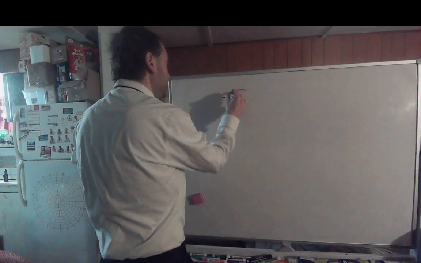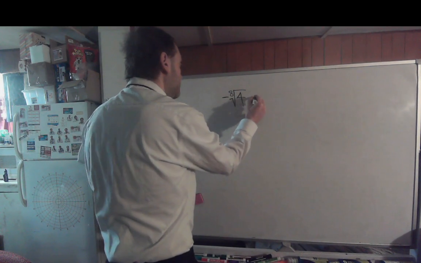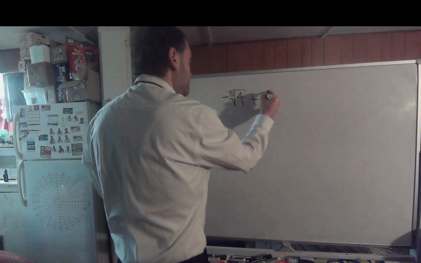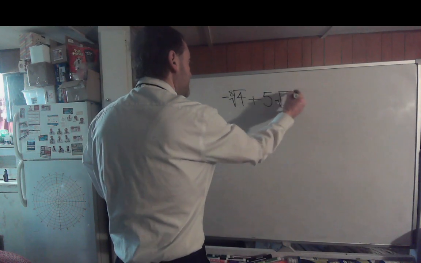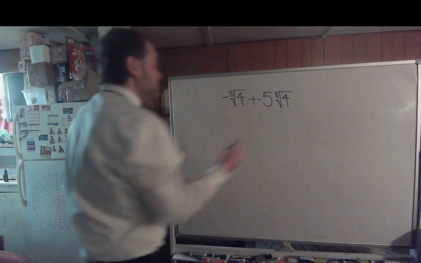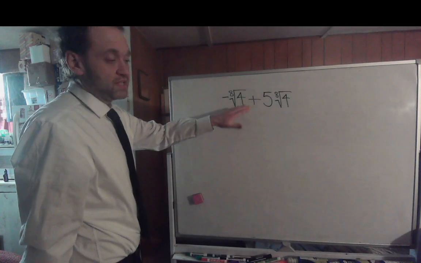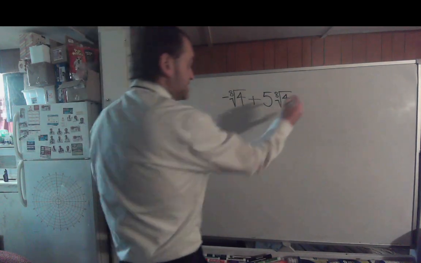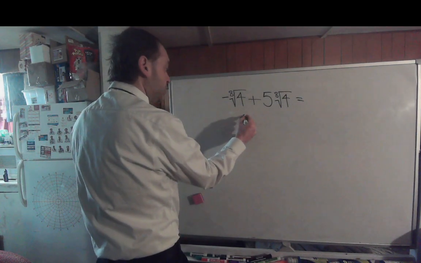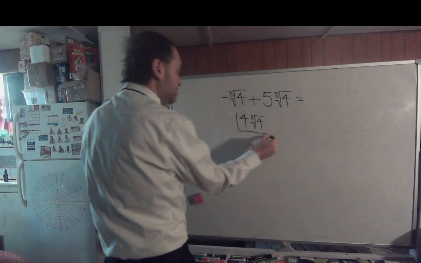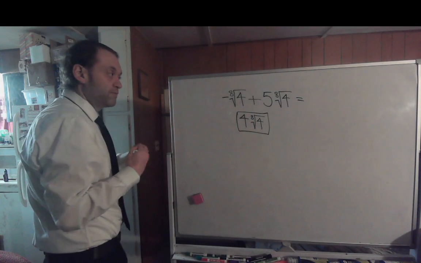I got 4 more. So we have negative of the 8th root of 4 plus 5 times the 8th root of 4. So we have the same base under the radical and the same root. So we just add these together. You would end up getting 4 times the 8th root of 4. And that's the best you could do, is you get 4 times the 8th root of 4.